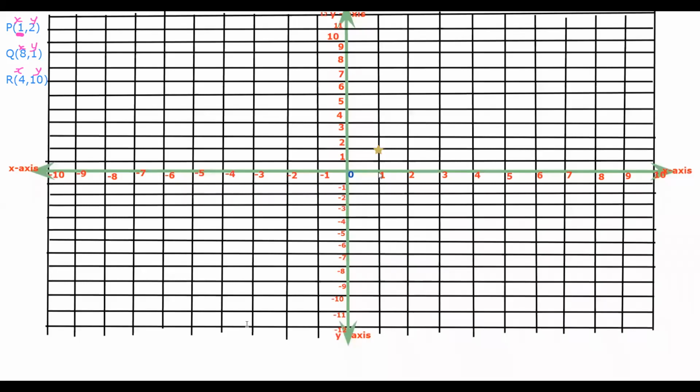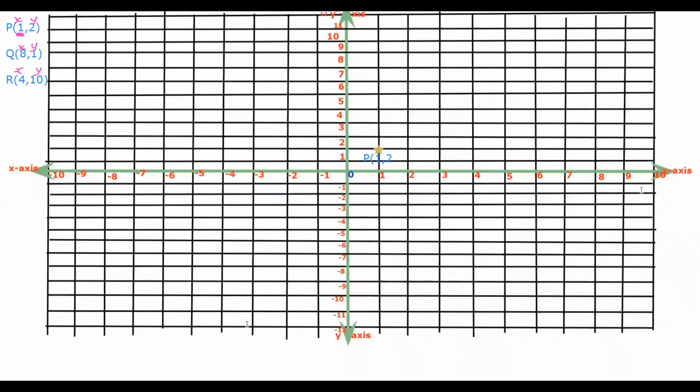So that is point what? P. Then you write the coordinate name. That is point P, formed by 1 and 2. Okay. That will be point P. Okay. Good. And then point Q here is 8.